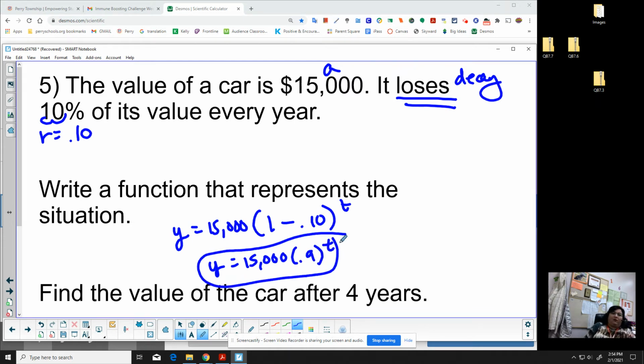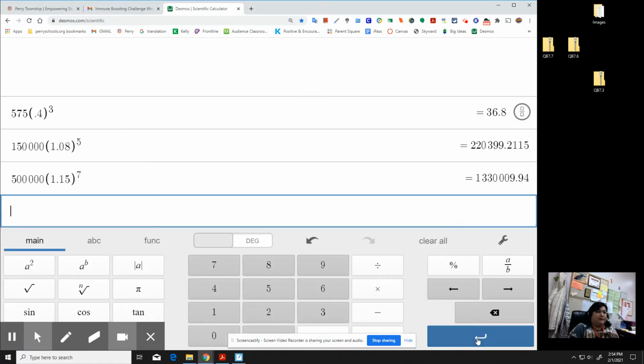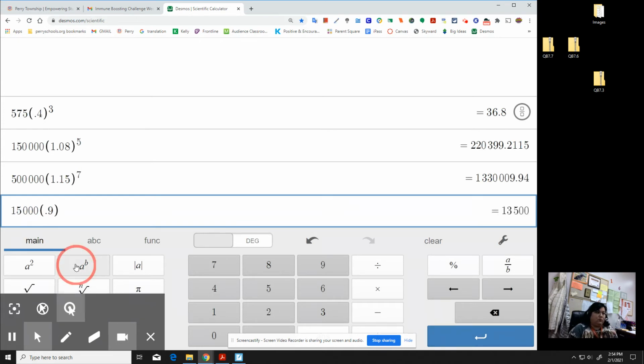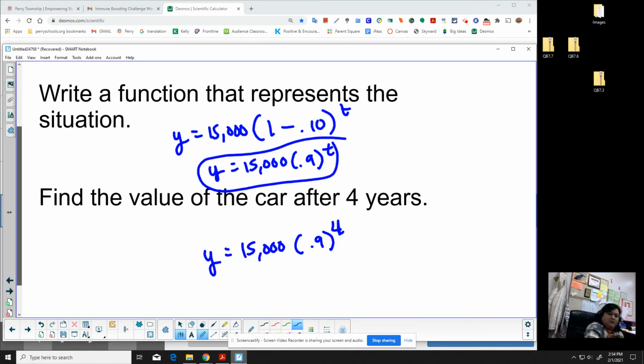And find the value of the car after 4 years. So we're going to evaluate that function at 4. Remember, since it's a decay, the car's value is going down. So when I stick 4 in there for Desmos, 15,000 times 0.9 raised to the 4. The number should be smaller, and it is, 9841.5. And I don't think it said to round.